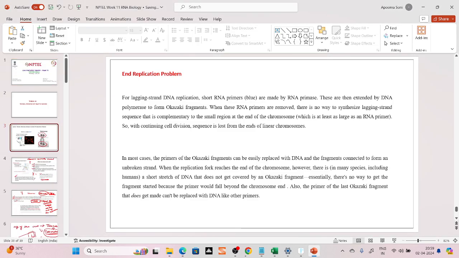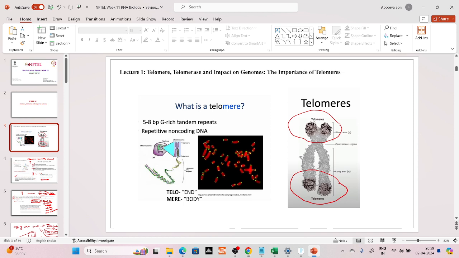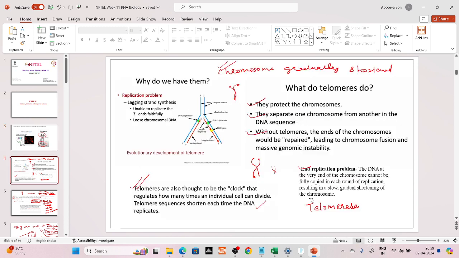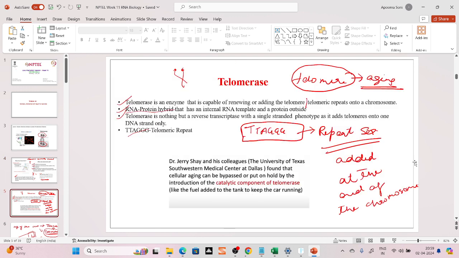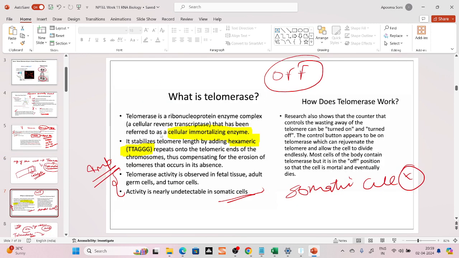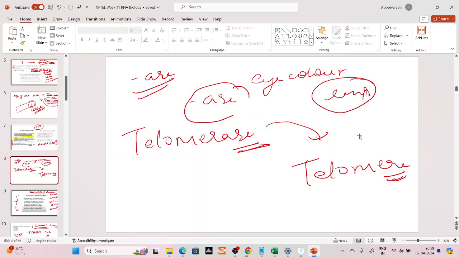So what we have understood today, a very quick revision. What are telomeres? Telomeres are repetitive non-coding DNA sequences present at the ends of the chromosomes. To solve the end replication problem, we have telomeres, and telomeres are synthesized with the help of the enzyme telomerase. The sequence of the telomeres is TTAGGG, a T2AG3 hexameric sequence. And then we studied what telomerase is and how it works.